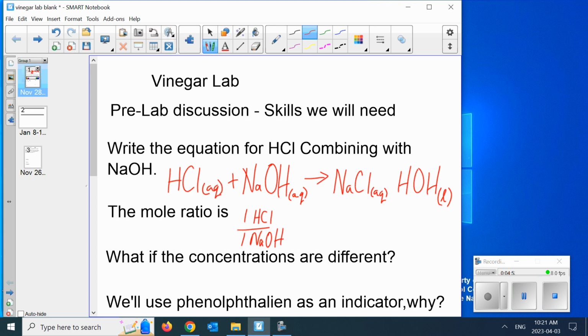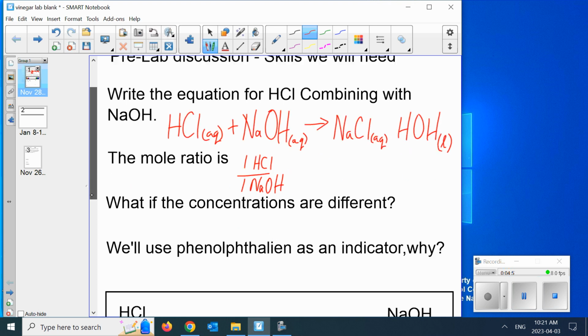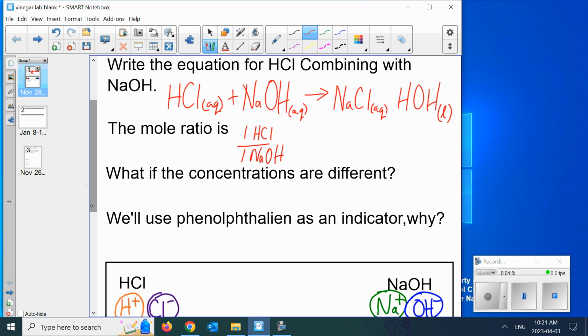How do you figure out how much volume to add? Well, this is a reminder, you're going to use molarity of the acid times volume of the acid is equal to molarity of the base times volume of the base. We've been using that equation. Use the titration equation. We're going to be doing a titration lab.